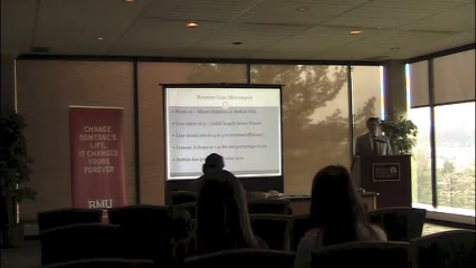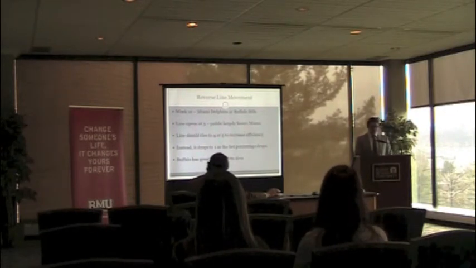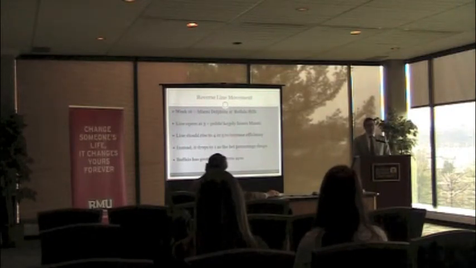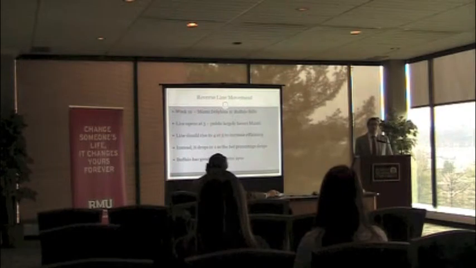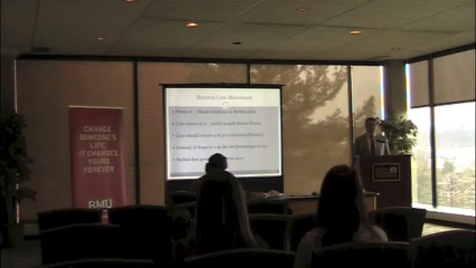Our example for reverse line movement, I just picked one of my games that I was looking at. Week 16, Miami Dolphins playing at the Buffalo Bills. The line opens at 3. Miami is favored by 3. And the public largely favors Miami. It was between 70 and 80% of the action coming in on Miami early in the week. It started to drop a little bit as the week went on, but it was still much higher than was implied by efficiency.